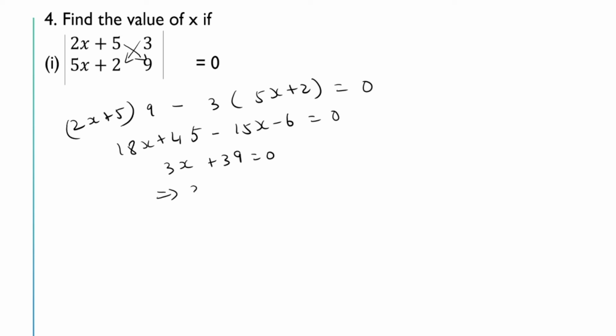From this we get 3x is equal to minus 39. Therefore, x is equal to minus 13. So we have found the determinant, equated it to 0 and found the value of x. x is equal to minus 13.